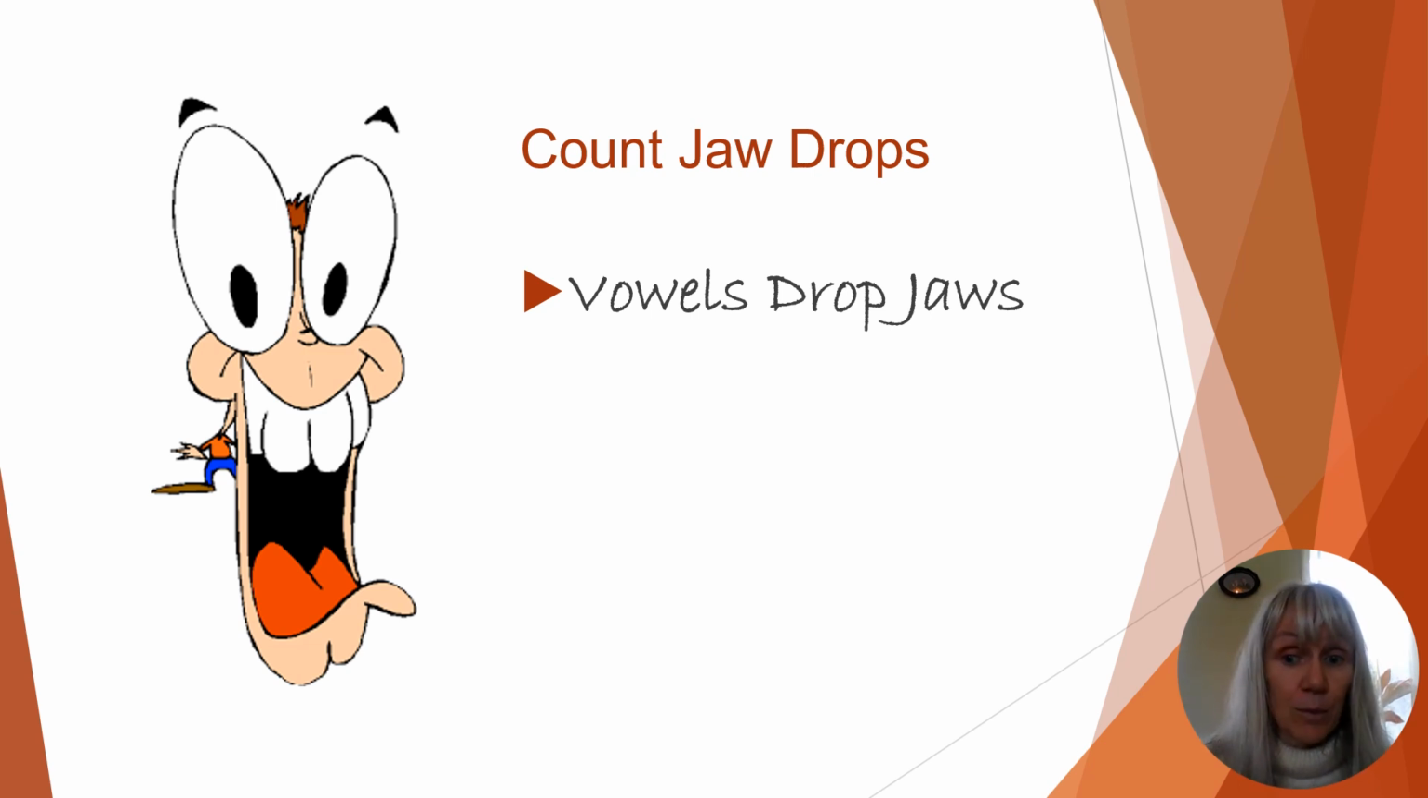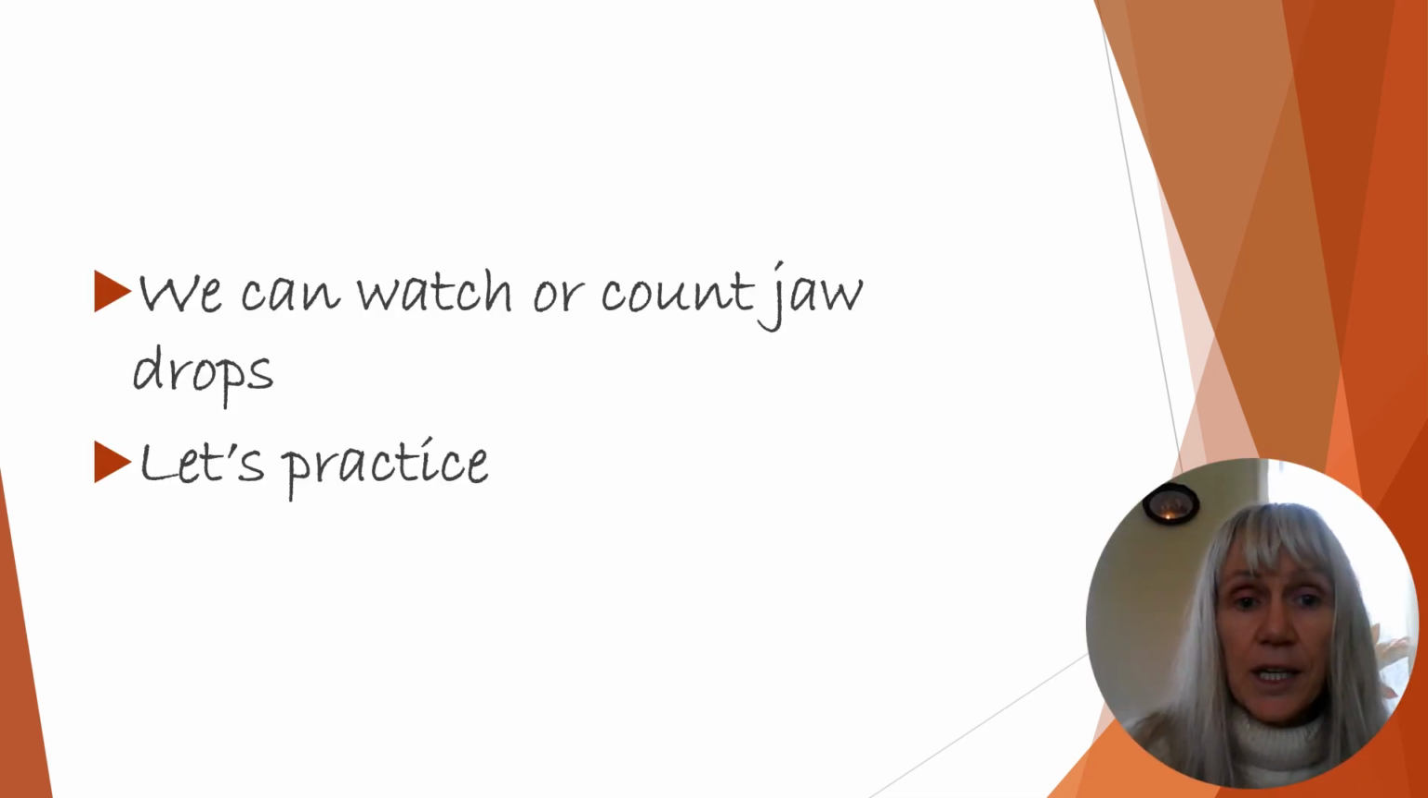There is another way that we can count the number of syllables we're hearing or predict how many syllables we need to say, and that is by jaw drops, because vowels tend to drop the jaw. So we can watch or count jaw drops. I'm going to say a word. I'm going to say practice, practice. Do you notice my jaw dropping every time I say this word?